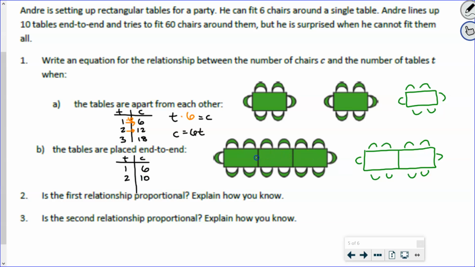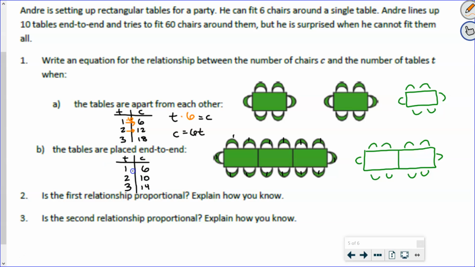And now this one is already drawn for us, our 3 tables. Let's count how many chairs. 3 tables all squished together. I have 1, 2, 3, 4, 5, 6, 7, 8, 9, 10, 11, 12, 13, and 14 chairs. And already we can see that we've got something different happening up here.